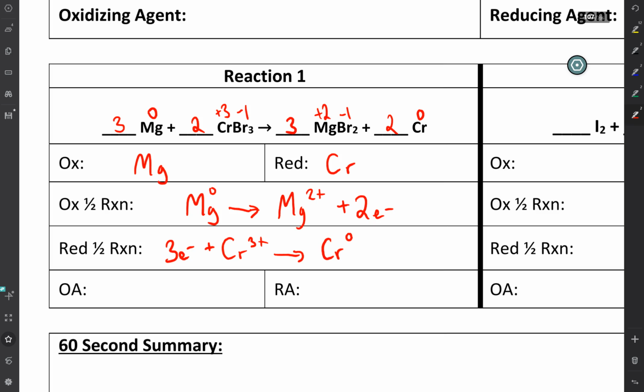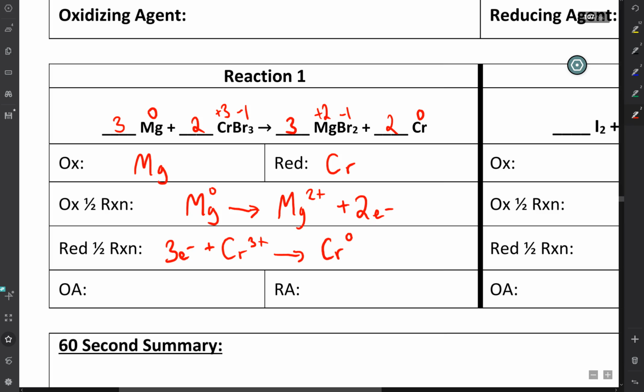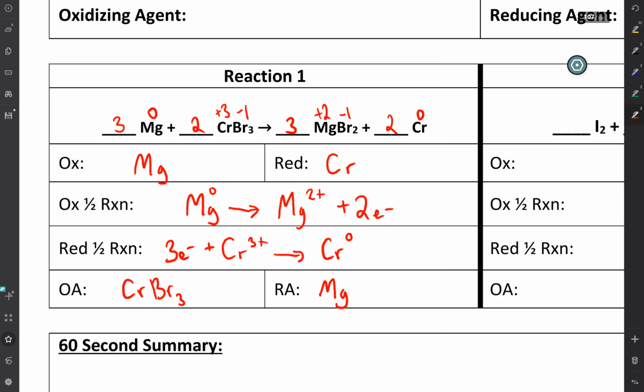Last but not least, we have the oxidizing and reducing agents. The oxidizing agent is the substance that gets reduced. Well, chromium is reduced, but it's not just chromium. Remember, it's the whole compound. So CrBr3 is my oxidizing agent. The reducing agent contains the element that gets oxidized. Well, magnesium gets oxidized. It's all by itself. So my reducing agent in this reaction is magnesium. That's all there is to it.